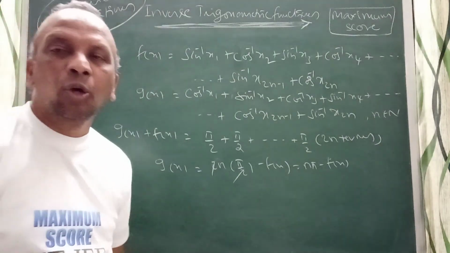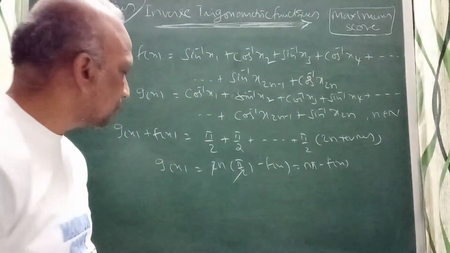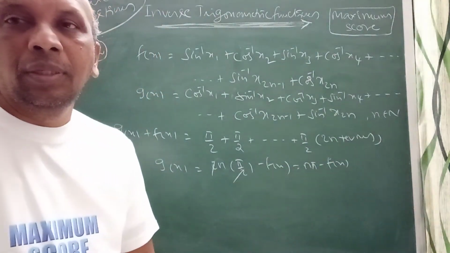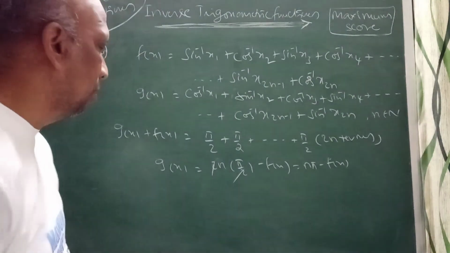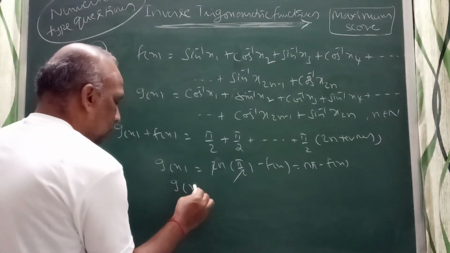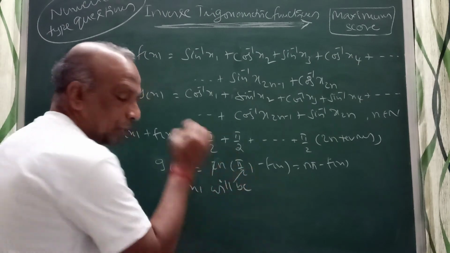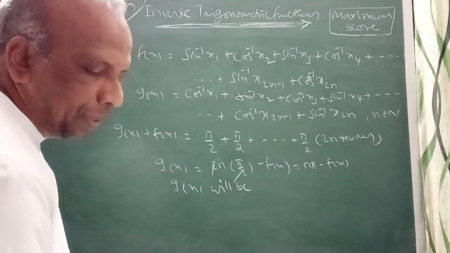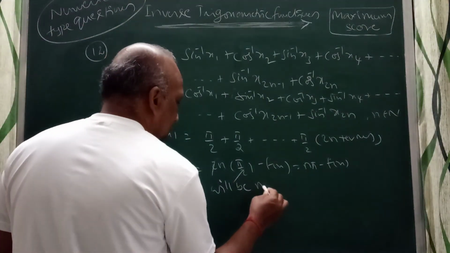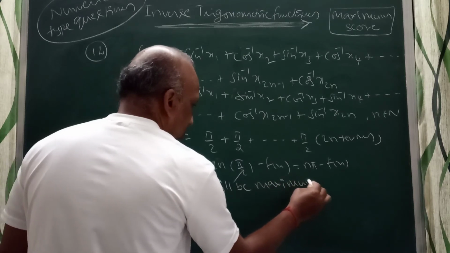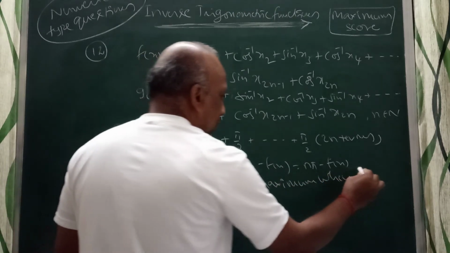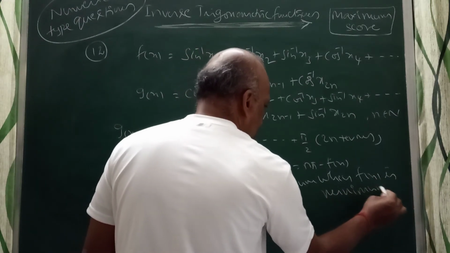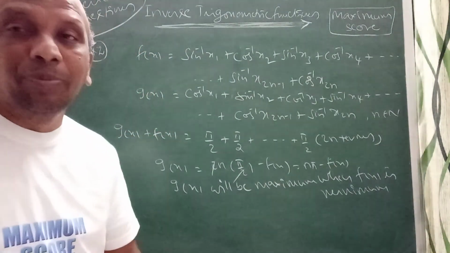Now you can observe here. Why have I taken f of x to that side? g of x will be maximum when f of x is minimum, right? So you can think about that. Always I can write here, g of x will be maximum when f of x will be minimum, right?